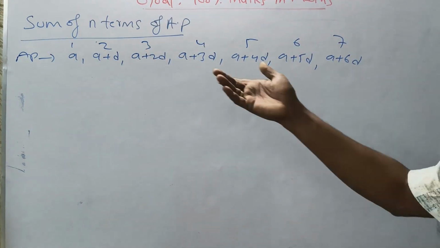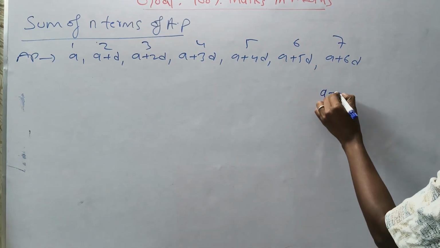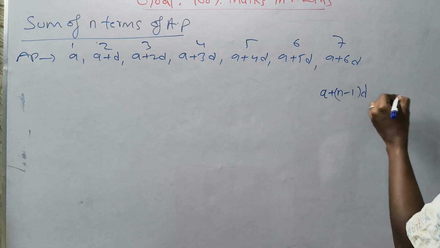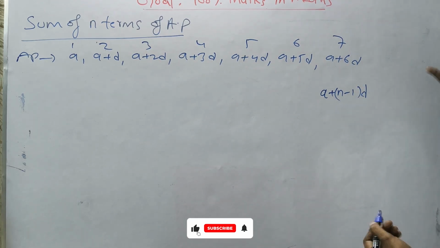Now see, in the reverse order, how to write? Let us check here. Last term, a plus n minus 1 into d. If you substitute, the last term is what? n minus 1 into d means a plus 6d you will get.